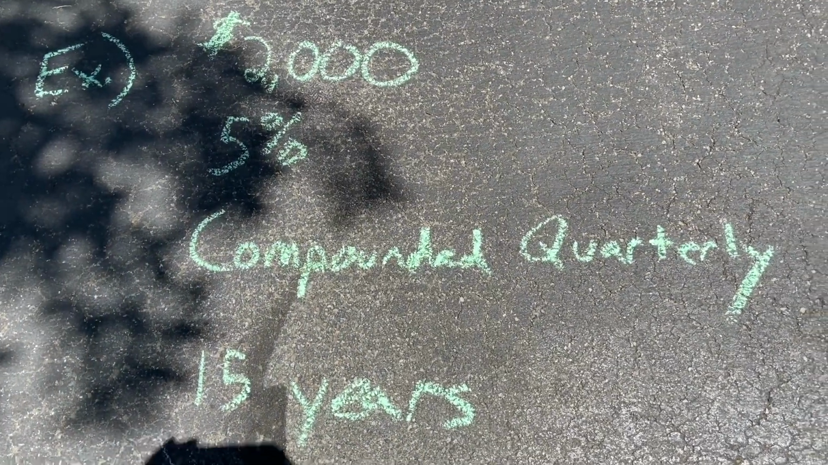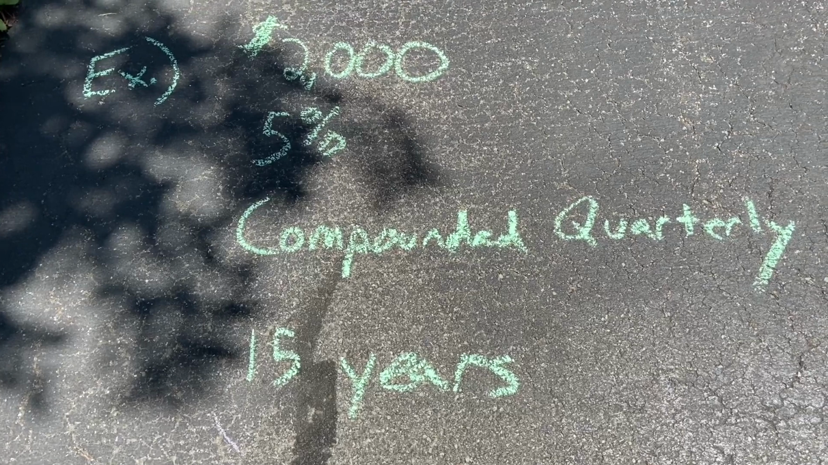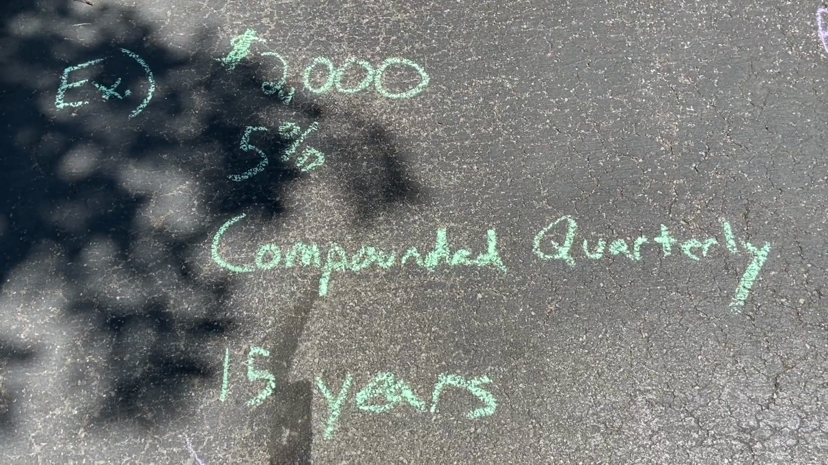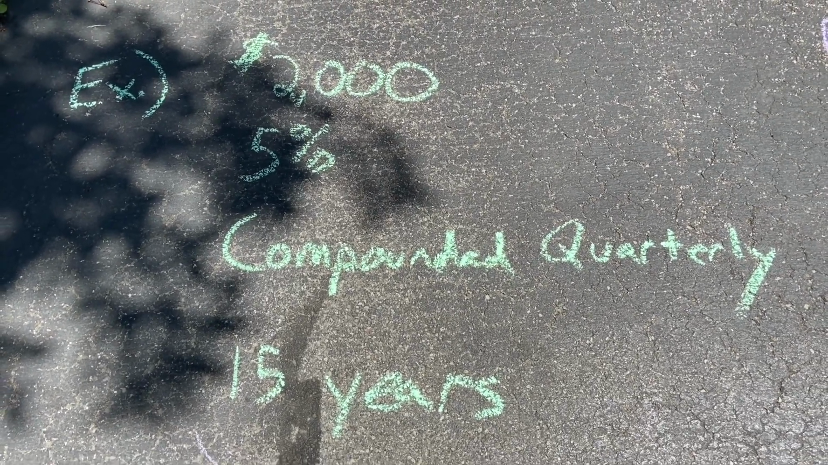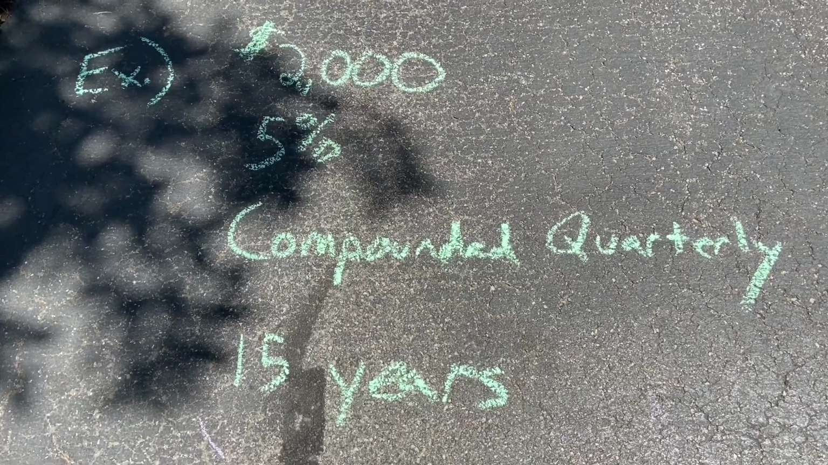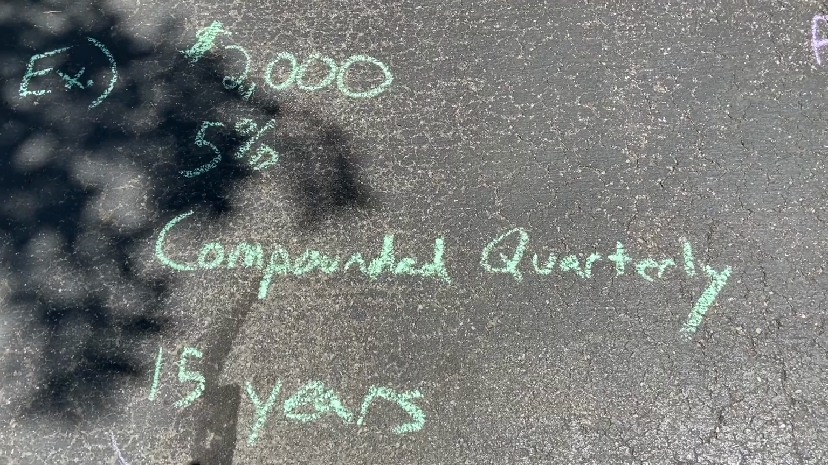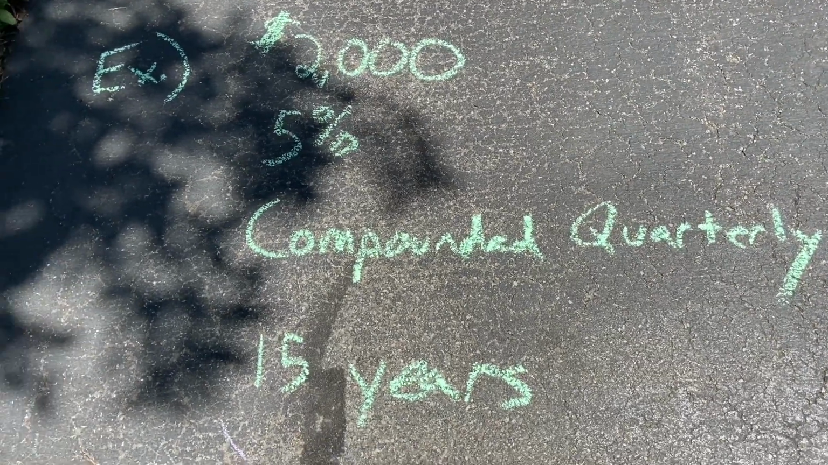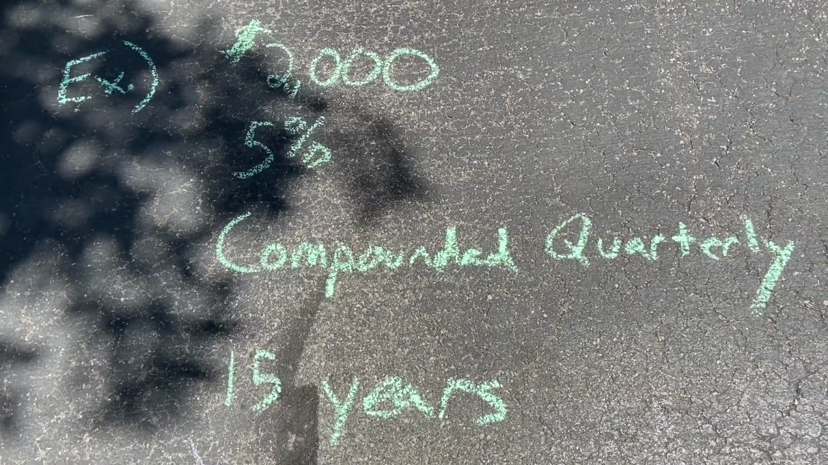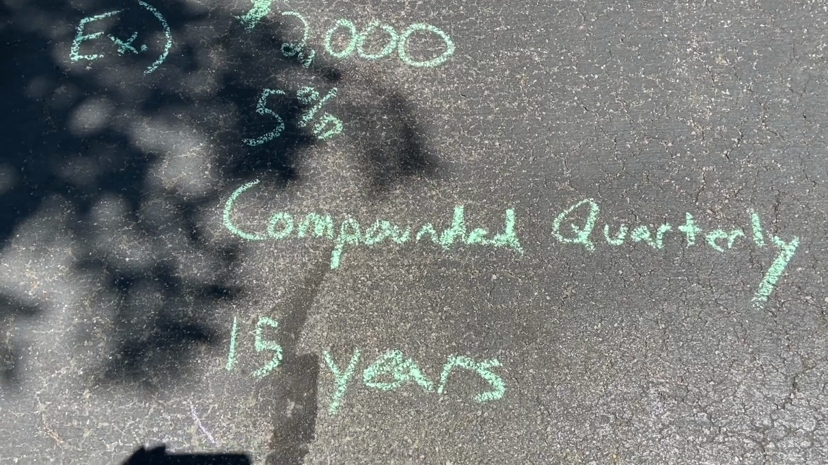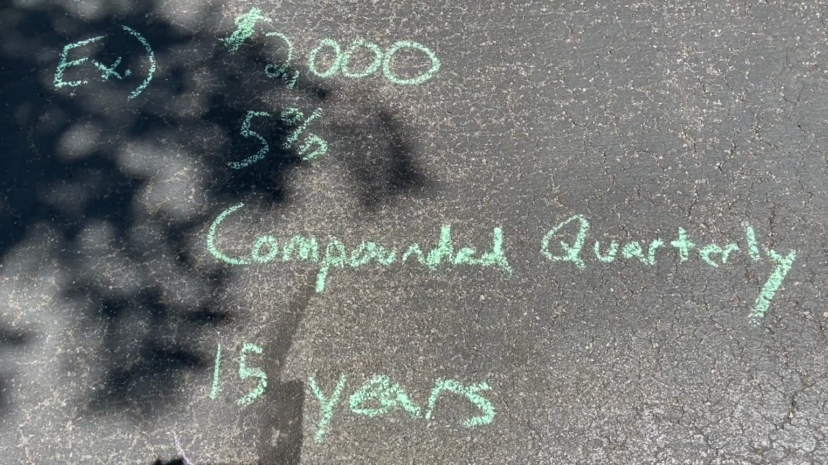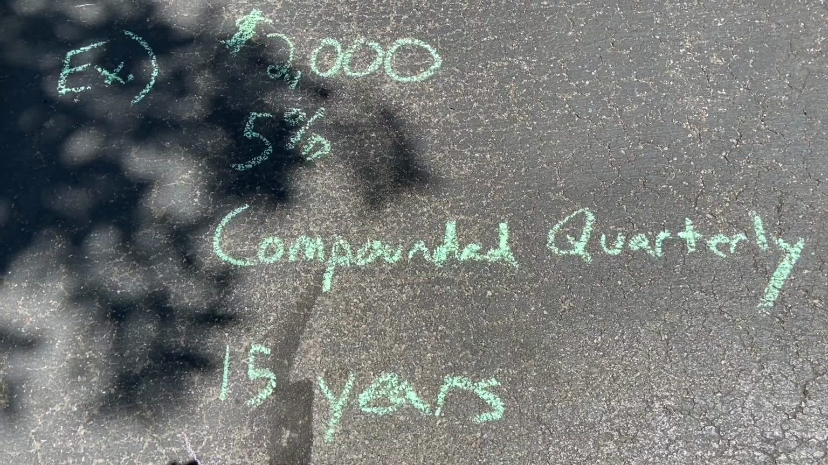All right, let's do one more. Second example, and it's actually our last one because I'm not going to go any further than this. If you want to pause the video and try this, we have $2,000 invested at 5% interest. We're compounding our interest quarterly for 15 years. All right, so go ahead and pause and try that. I will then show you the setup and the solution, and if you have questions, you can certainly let me know.